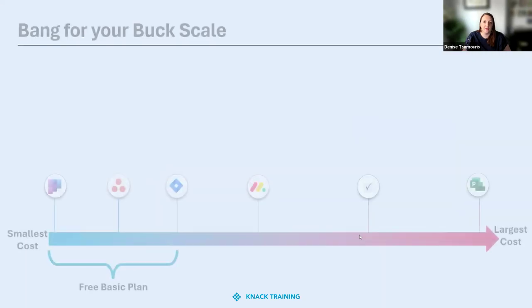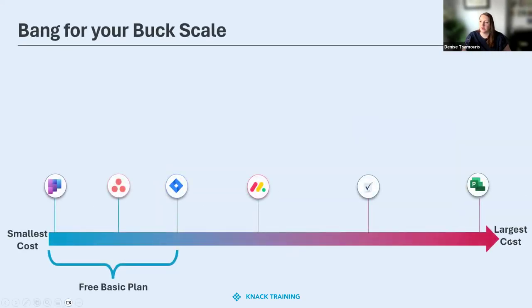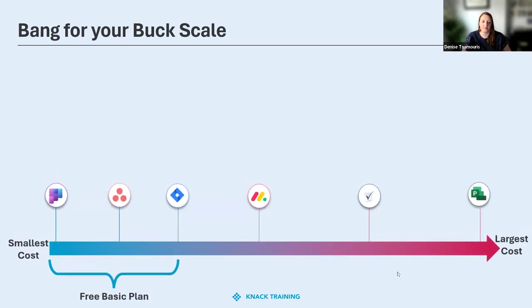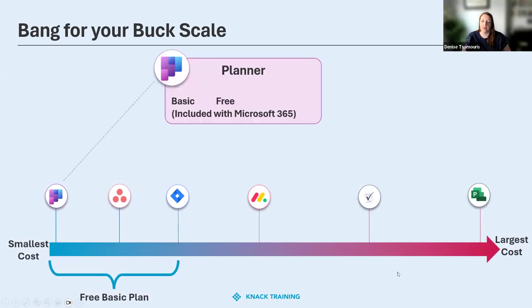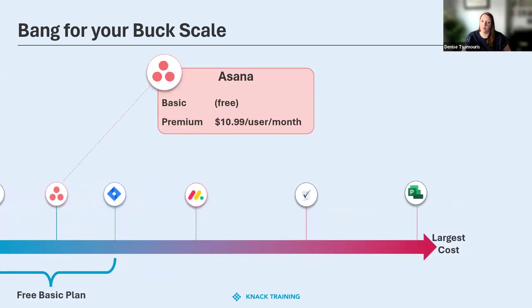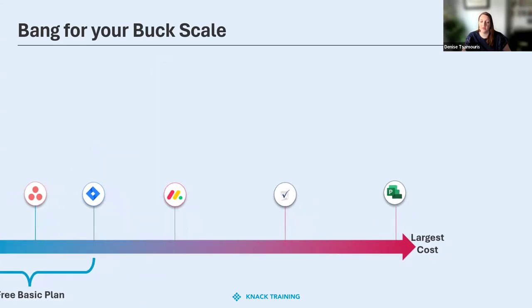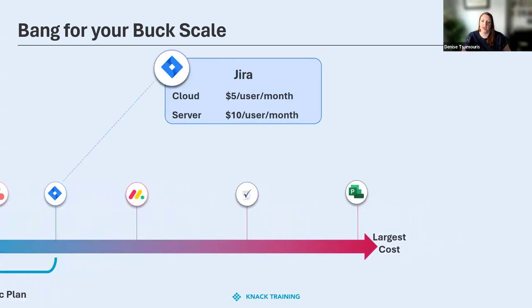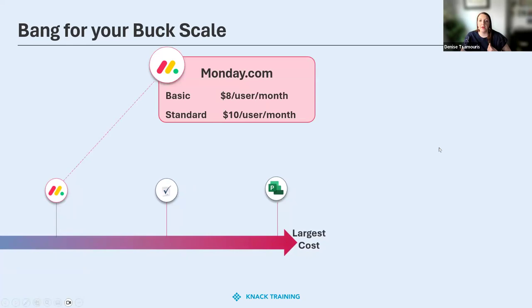Here's my bang for your buck scale. Okay. Smallest cost to the largest cost: Planner here, Asana, Jira, Monday, Smartsheet, Project. So those have that free basic plan. Planner comes with your Microsoft 365. Asana has a basic free plan, or it can be $10.99 per user per month. Jira has a cloud version, so it's stored in the cloud for $5 per user per month. And then you could put Jira on your own company server for $10 per user per month. Monday has an $8 basic and a $10 standard.